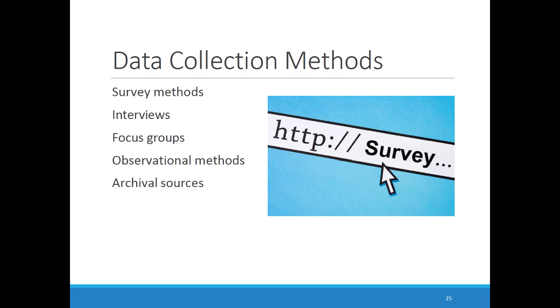Those are groups of individuals within an organization that are representative in some way. So you might have individuals that represent each department within the organization or different employee levels. And in a focus group, you would ask them a question and get their responses. Observational methods, and we talked about those in our last lecture, and archival sources. So let's talk in a little more detail about some of these.